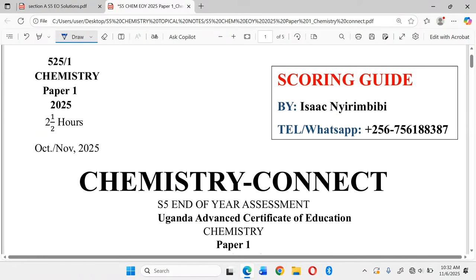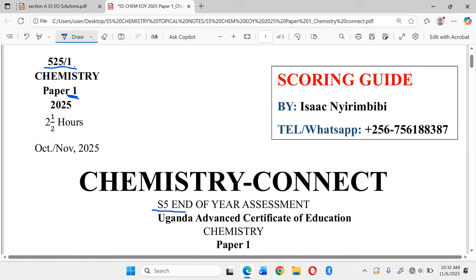Welcome, friends, to our first session on the Senior 5 End of Year Assessment. As we come to the end of year 2025, this is the paper that we have for chemistry, and this is Chemistry Connect. So Senior 5, that is A-level chemistry, has a code of 525/1. And today we're basically looking at this paper 1.